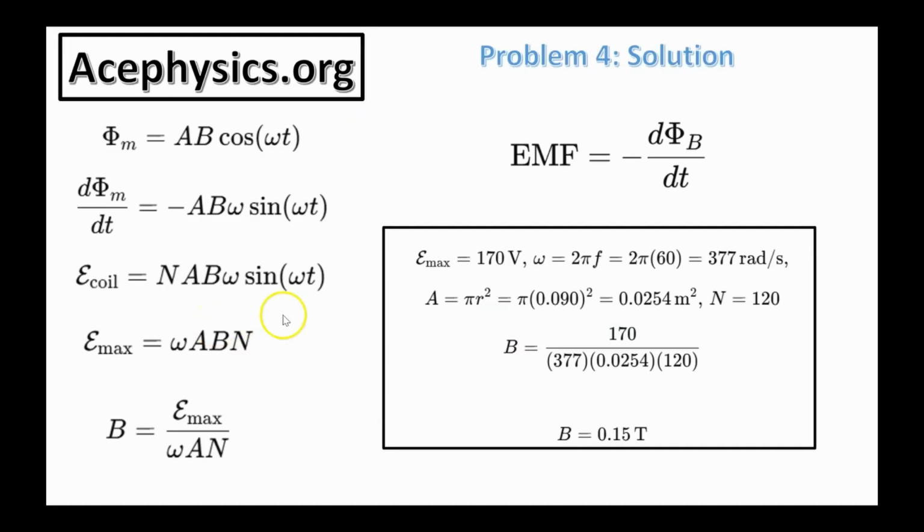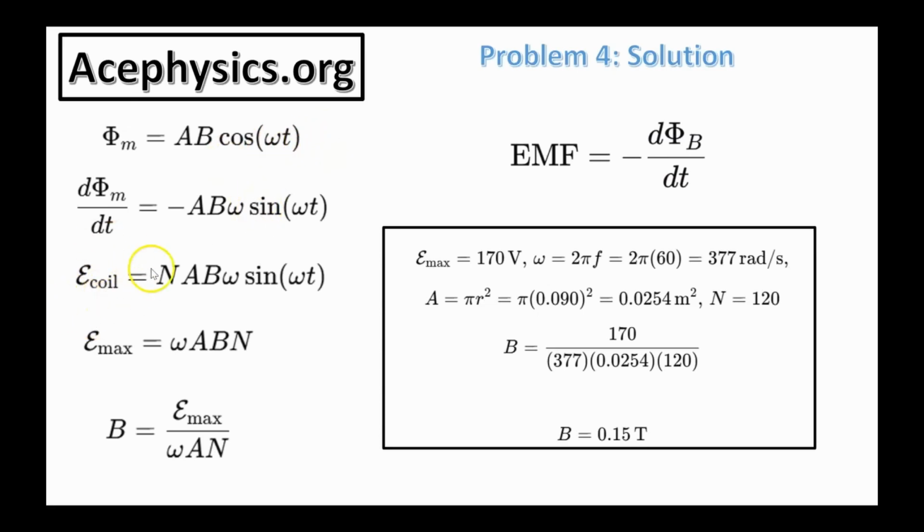And here's the solution to problem number 4. The flux through one turn is equal to the area of the coil times the magnetic field times cosine of omega t. Faraday's law tells us that the EMF is equal to negative the time derivative of the flux. The derivative of cosine of omega t is omega sine of omega t. To get the EMF through the entire coil, we multiply by N.